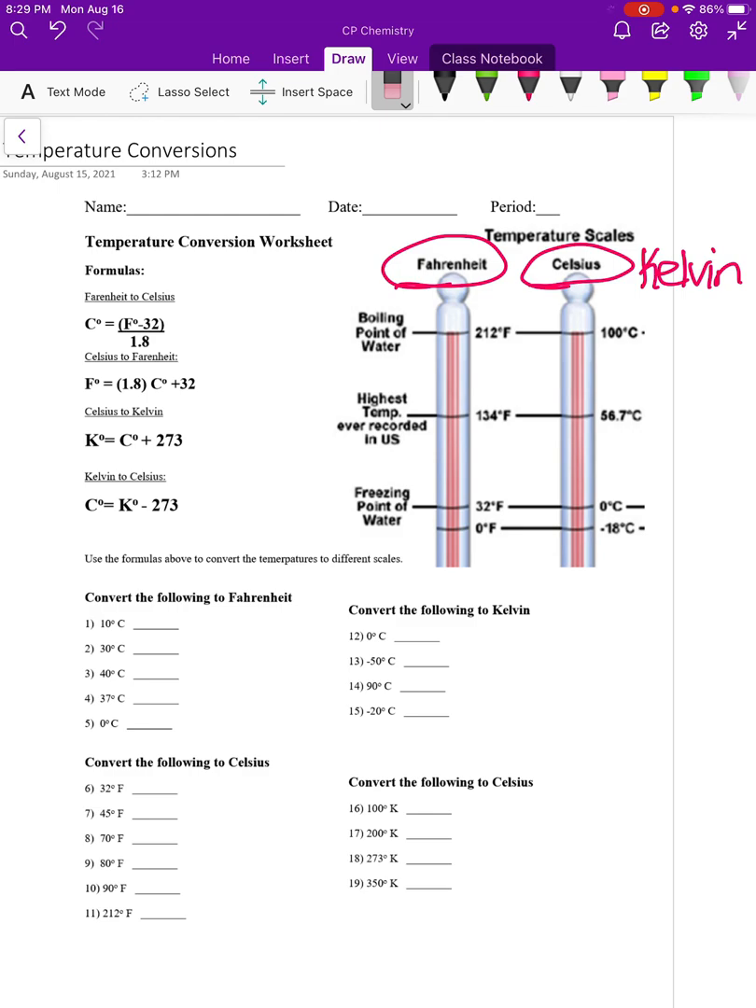The next group is convert the following to Celsius. So the first one is 32 degrees Fahrenheit. This time Fahrenheit is given. So you're going to plug it into F here or F here, and we're solving for C. If you plug 32 in, it's going to be 32 minus 32, which is 0, and then divided by 1.8, and you get 0. So 32 degrees Fahrenheit equals 0 degrees Celsius.